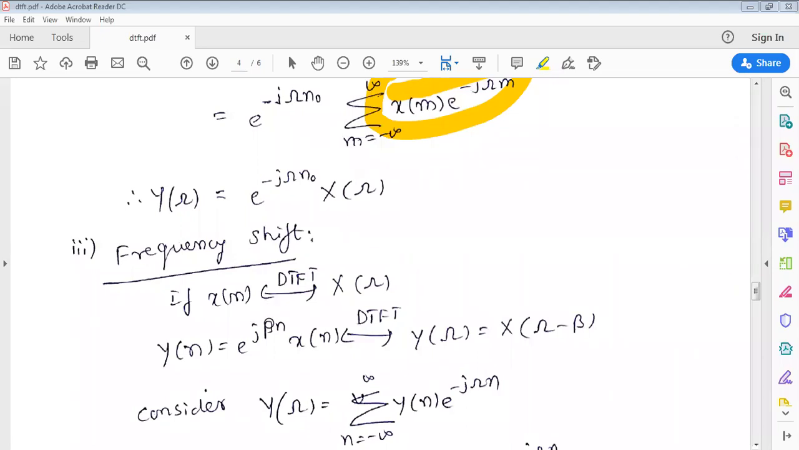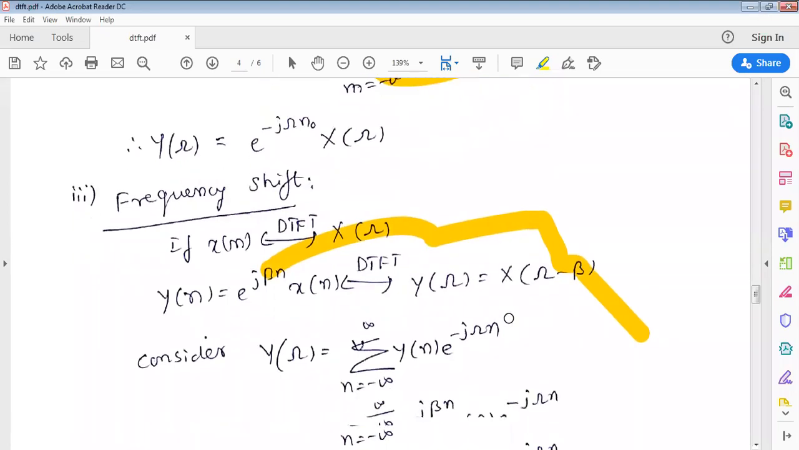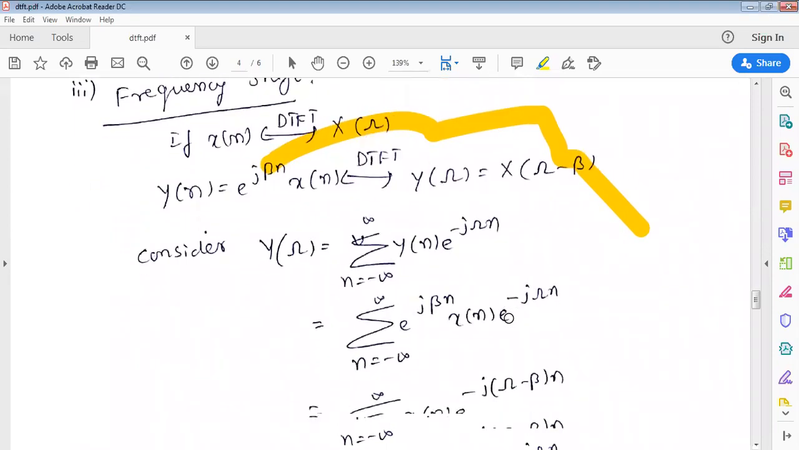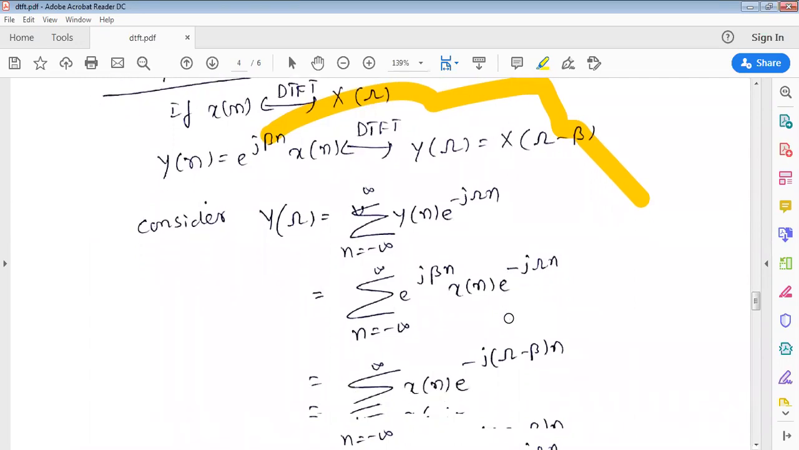Look here. So plus beta gets translated into minus beta. This is a property which you have to remember. Whatever is plus beta, that will get translated into minus beta. So once again, I'll write y of omega is nothing but equal to summation y of n into e power minus j omega n. This is equal to summation, where y of n is equal to e power j beta n x of n, into e power minus j omega n.